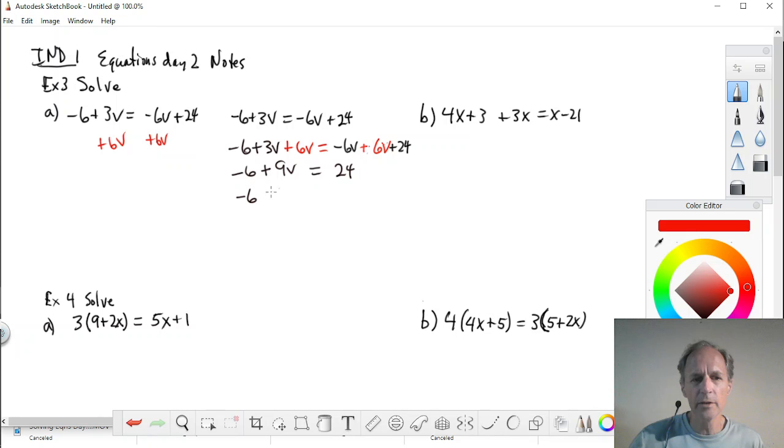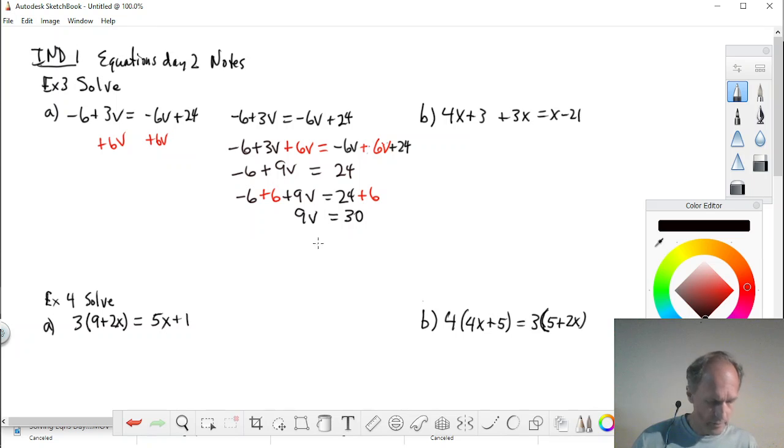We'll change it to red, put in our plus 6. And then we still have plus 9v equals 24 plus 6. Okay, so negative 6 plus 6, that's 0. Leaves 9v. Over here, 24 plus 6 is 30. And now we're going to divide both sides by 9. And we're almost done.